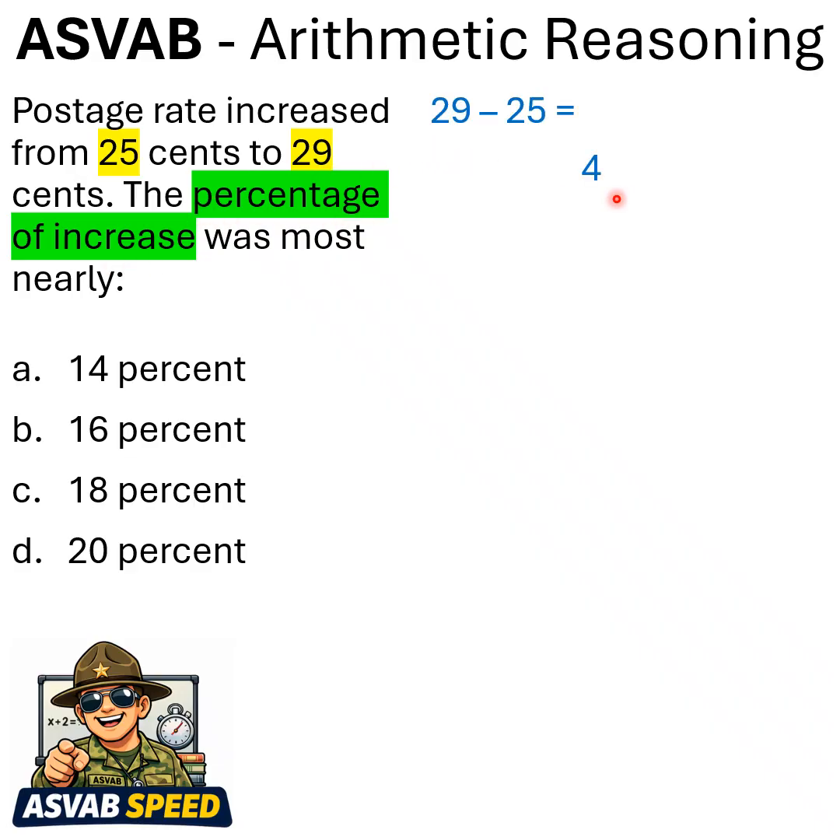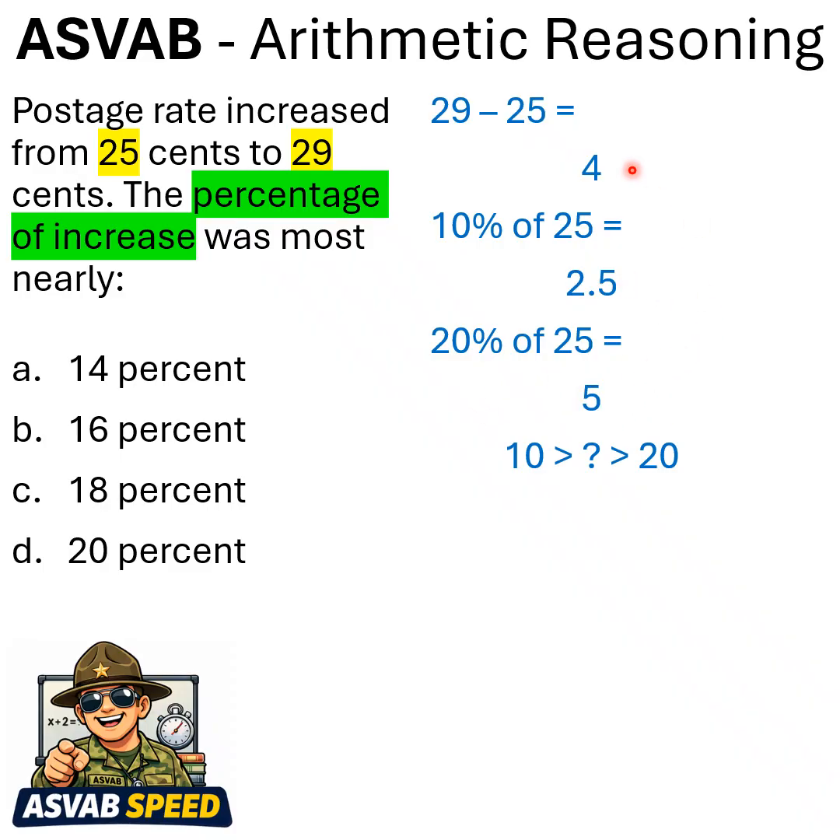29 minus 25 is 4, and with percentage problems, I like to guesstimate with a round number like 10%. 10% is easy because you just move the decimal point one place. 10% of 25 is 2.5, too low. So let's double it. 20% of 25 is 2.5 times 2 is 5. 5 is too high, but now we have parameters. The answer is greater than 10 and less than 20.